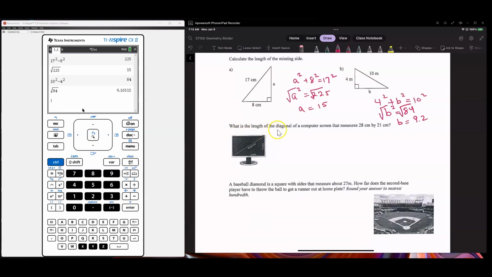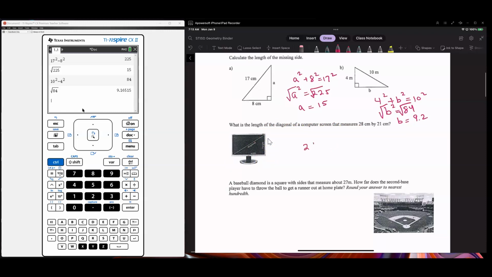What is the length of the diagonal of a computer screen that measures 28 by 21? So we have 28 inches or centimeters and 21 centimeters. And we know the diagonal is the hypotenuse. So it's 28 squared plus 21 squared is equal to the diagonal squared.